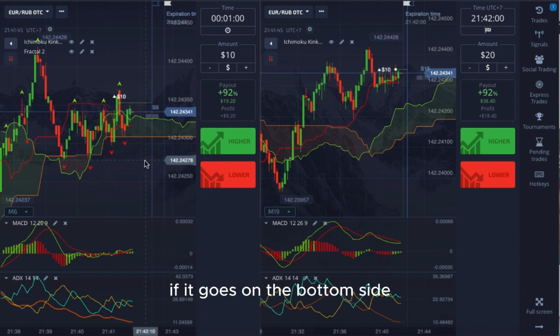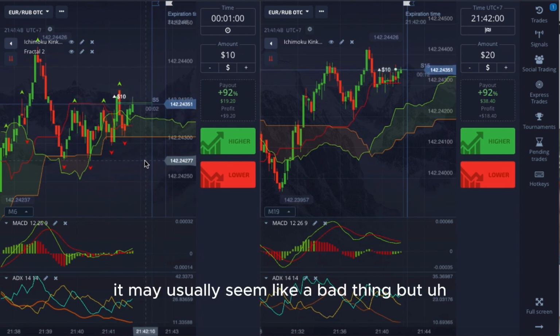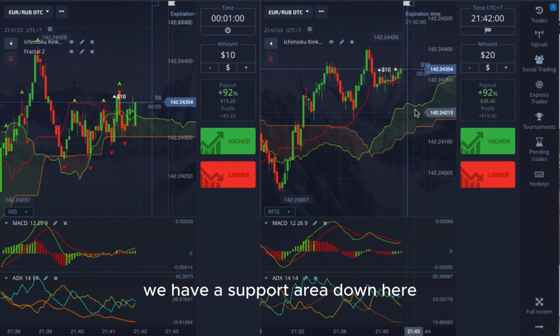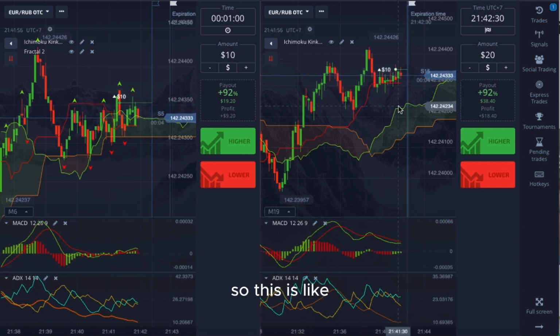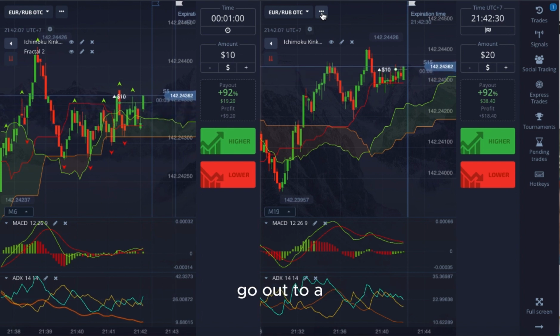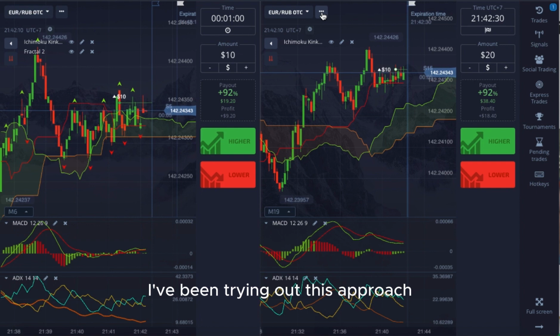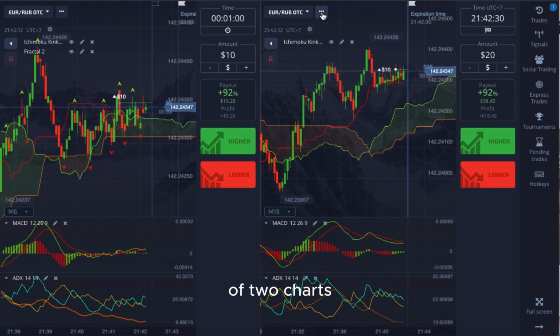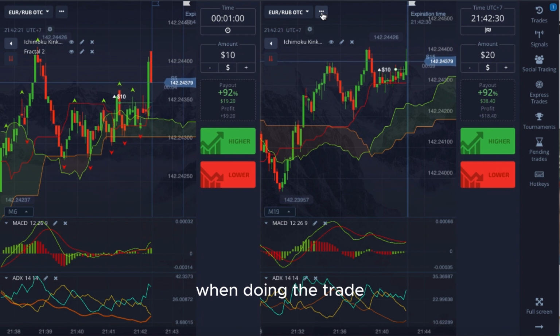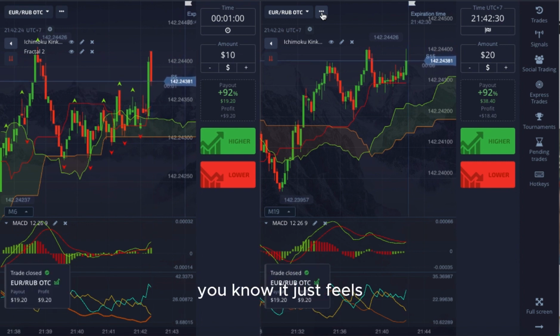On the bottom, if it goes on the bottom side, it may usually seem like a bad thing, but through this 15-second chart, we can see that we have a support area down here in the span A, span B as well. So this is giving you a lot more clarity and an overview of the market. In fact, if you want to take it even further, you can go out to a 1 minute as well. But I've been trying out this approach of 2 charts, 5 second and 15 second, and I find that this gives so much more confidence, so much more certainty when doing the trades, and overall it just feels so much more relaxing.